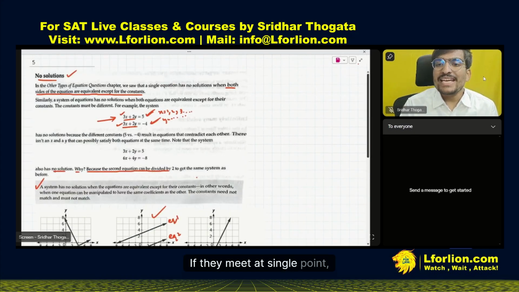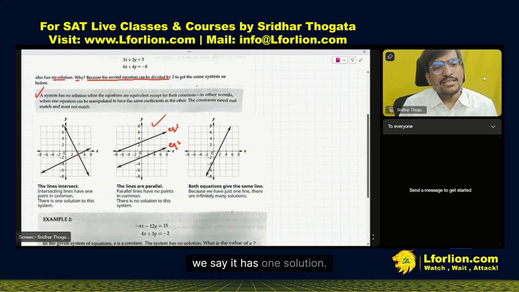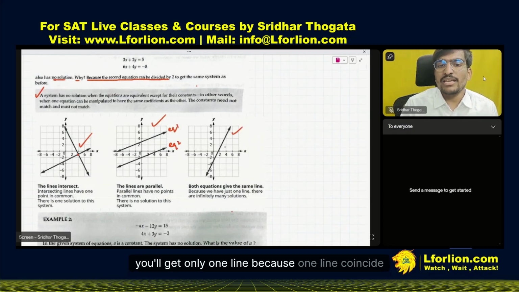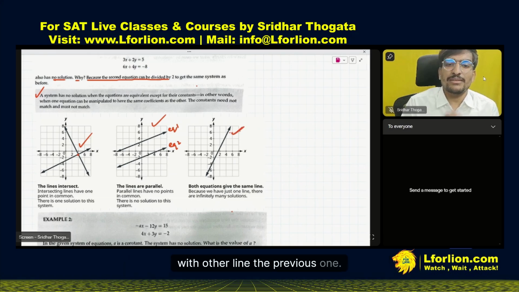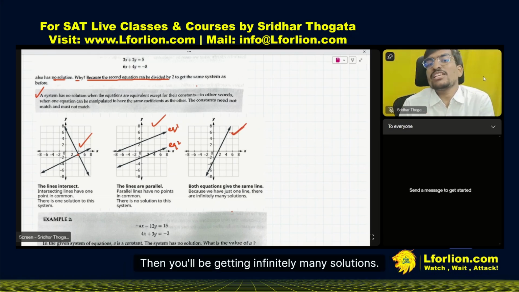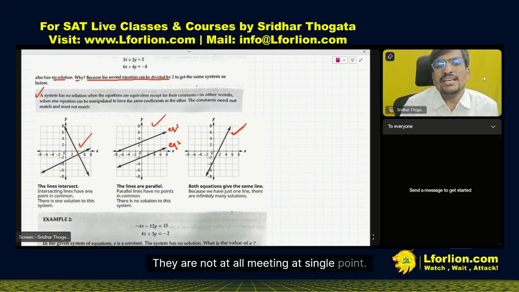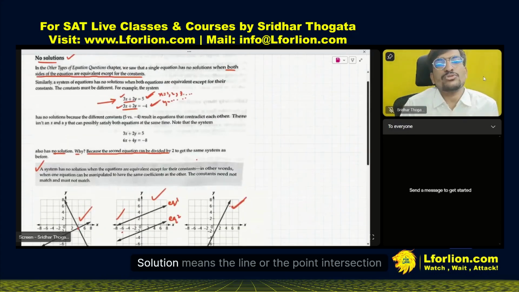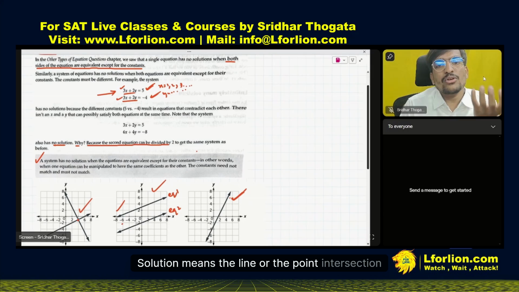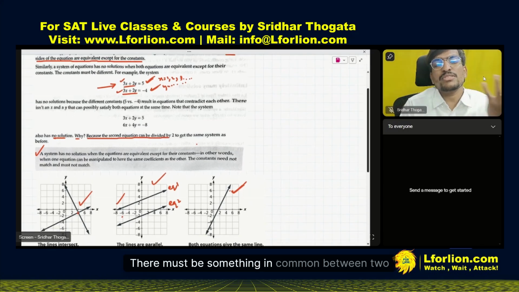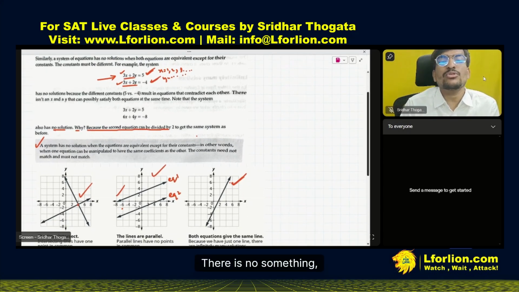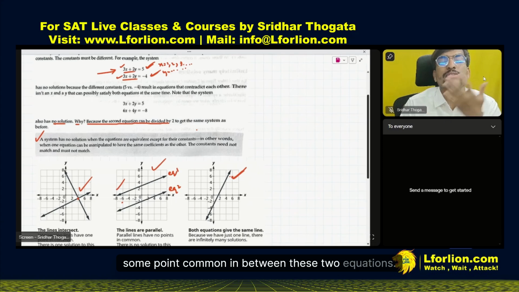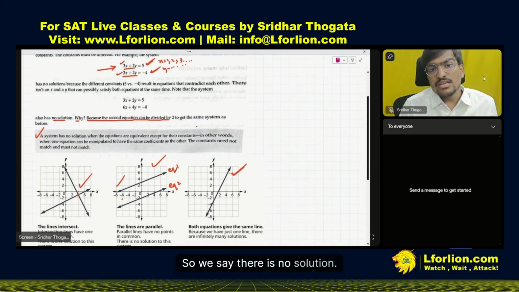If they meet at a single point, we say it has one solution. If they are meeting at many points, you'll get only one line, because one line coincides with the other line, and then you'll be getting infinitely many solutions. In the no solution case, they are not meeting at any single point. The lines are parallel, which means they don't have any solution. A solution means the intersection point, something in common between the two equations. There is no point common between these two equations, so we say there is no solution.